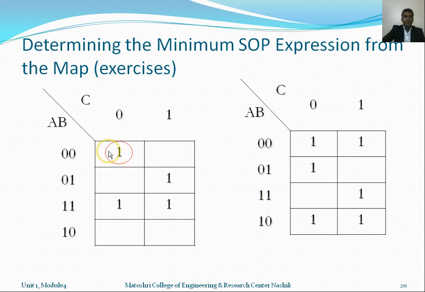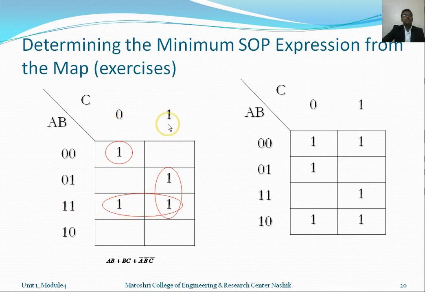From this first one, these are individual, because there are no adjacent ones available for grouping, in case of this pair and in case of this pair. So if we see the first individual from the row side, it's the AB, and the value of both is 0. So we call it A bar B bar, because we are studying the SOP form expression. So A bar B bar from the row side, and from the column side we are getting the C bar. So A bar B bar C for this individual.